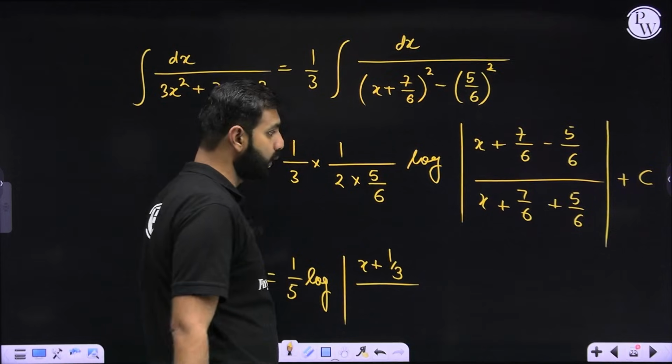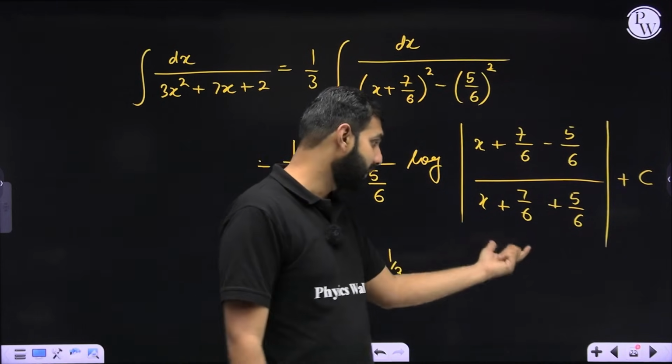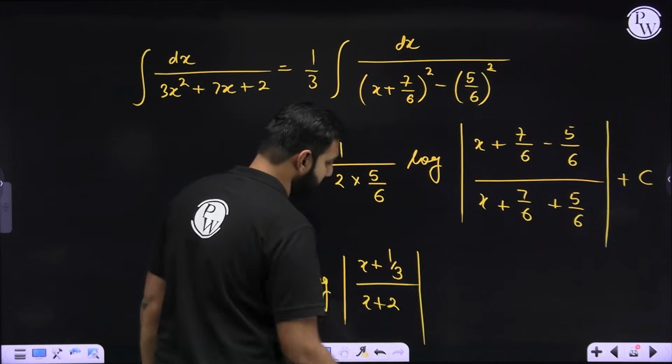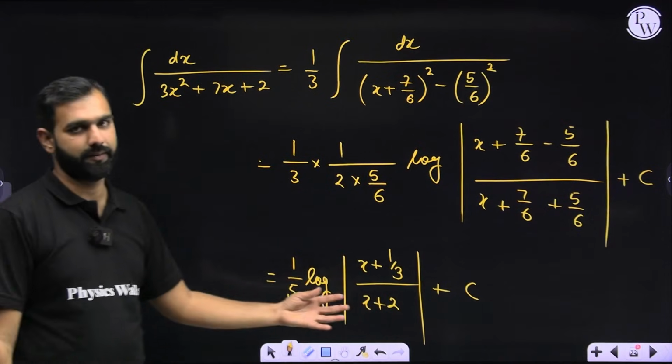In the denominator, what do we get? We get basically 12. 7 plus 5 is 12. 12 by 6 is 2. So it is going to be x plus 2. I hope there is no confusion on that. Plus c. If you wish to simplify it further, you can. But I would say this is going to be the answer.